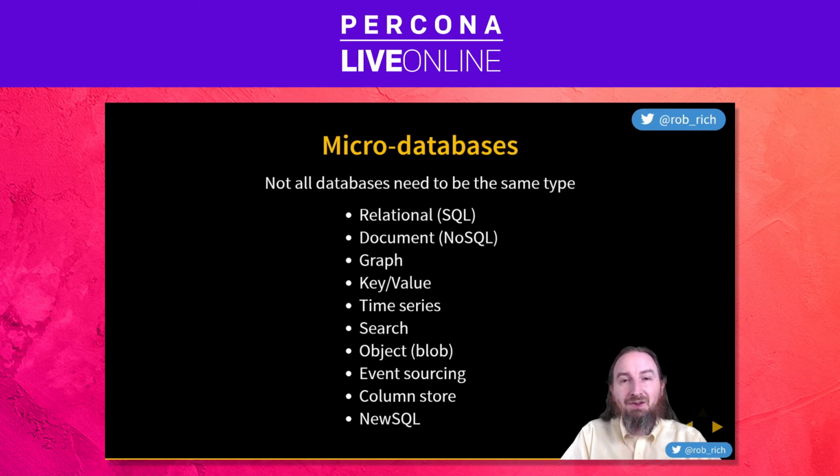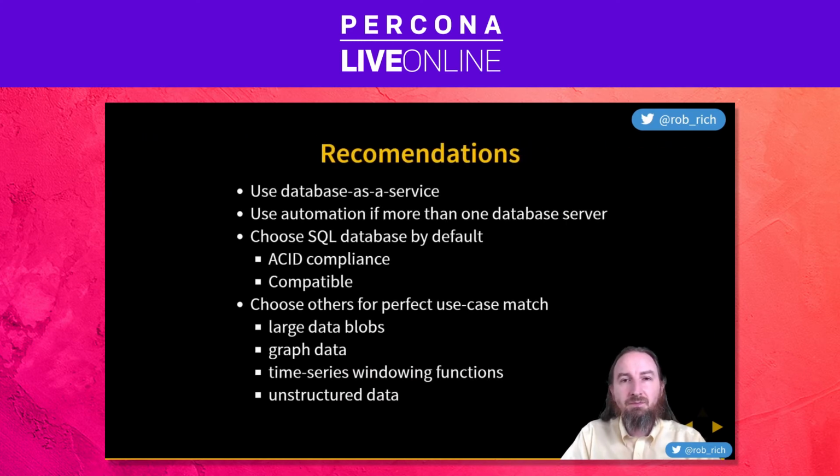And what's really cool, we can choose the database type that is best for our application. If it's not a great fit, a relational database is a good default choice. My recommendations: start with database as a service. Let somebody else manage uptime and point-in-time restore. Those are things that I don't want to have to worry about anymore. If you have automation, then you can get to micro databases. Choose a SQL database by default.